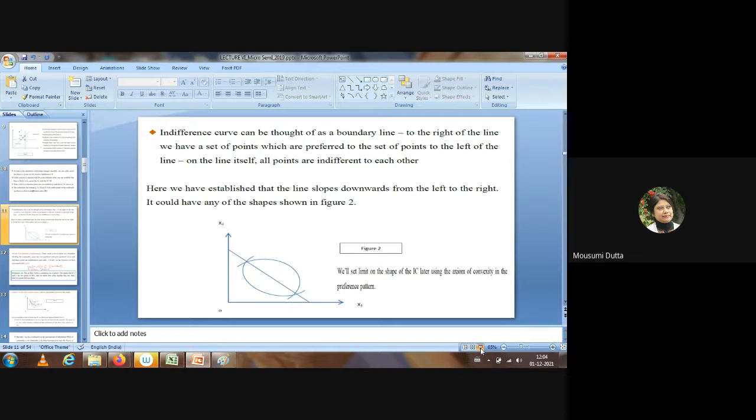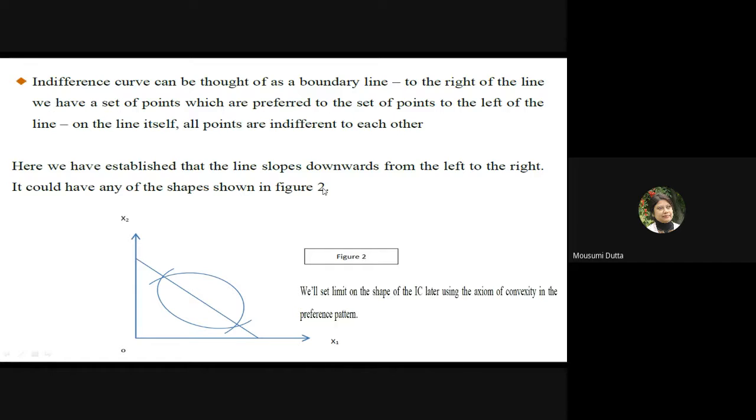So today I'm starting from this point. Now the way we derived the indifference curve, we felt that it will be a negatively sloped curve because it is coming from northwest towards southeast. So the indifference curve can be thought of as a boundary line. To the right of the line, we have a set of points which are preferred to the set of points to the left of the line. On the line itself, all points are indifferent to each other. We did this in the last class.